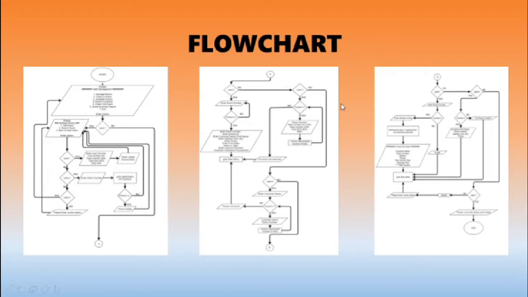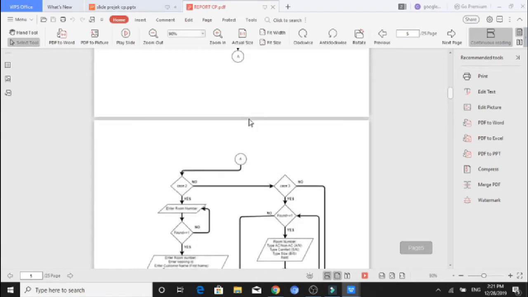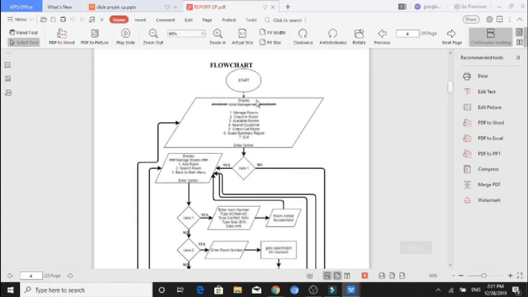Okay, here is our flowchart. For the main menu, it will display hotel management and have options: 1. Manage rooms, 2. Check in rooms, 3. Available rooms, 4. Search customer, 5. Check out rooms, 6. Guest summary report, and lastly exit.